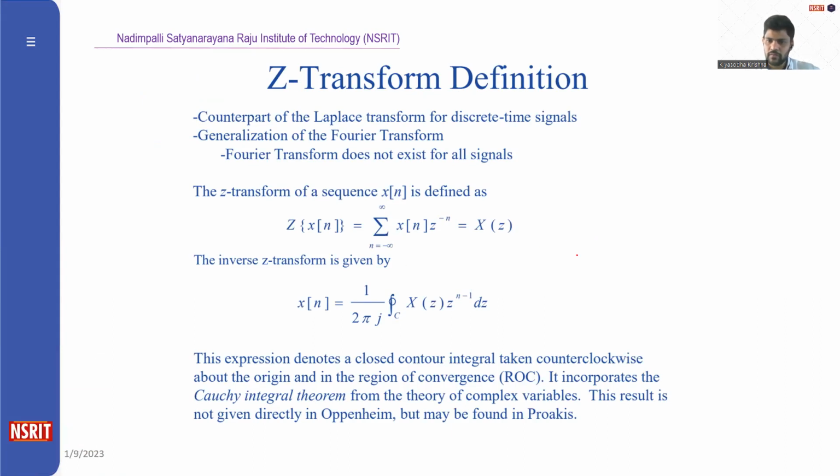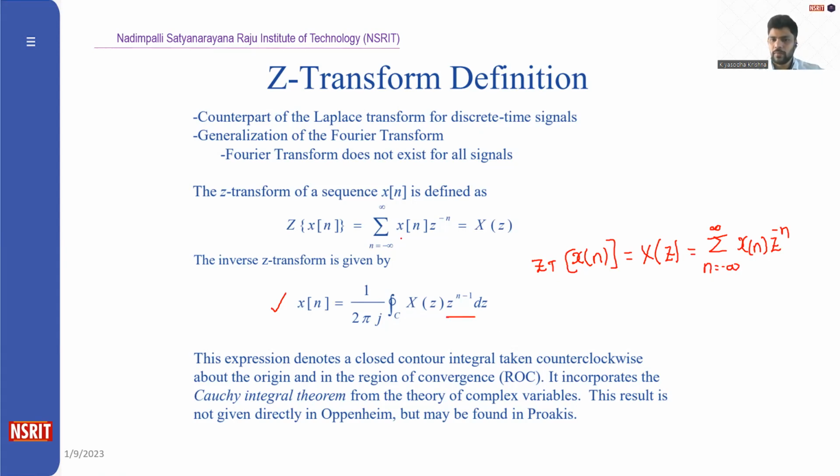If I take a signal x of n, which is a discrete signal, and apply the Z transform to x of n, then you will get capital X of Z. This is the formula we can write: summation n equal to minus infinity to infinity x of n Z to the power of minus n. The inverse transform of Z we can write as 1 by 2 pi j, integral of X of Z, Z to the power of n minus 1.